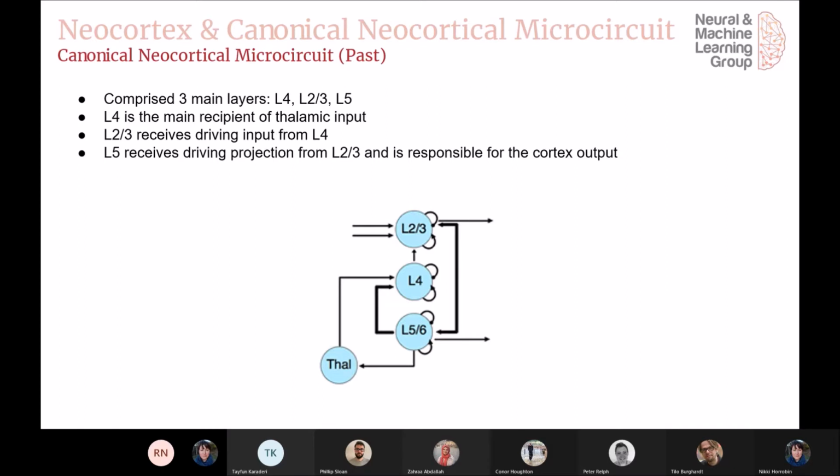So in a canonical view, you can divide it into three main layers. The thalamus, it's not a layer, but you can think of it as a router of information. So information goes to layer 4, after layer 4 goes to layer 2/3, and after layer 2/3 goes to layer 5 or 6, and then it goes out to other parts of the brain.